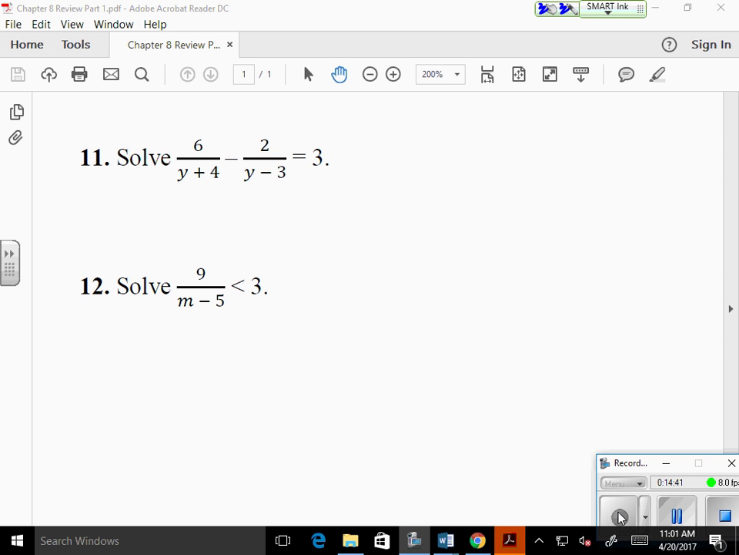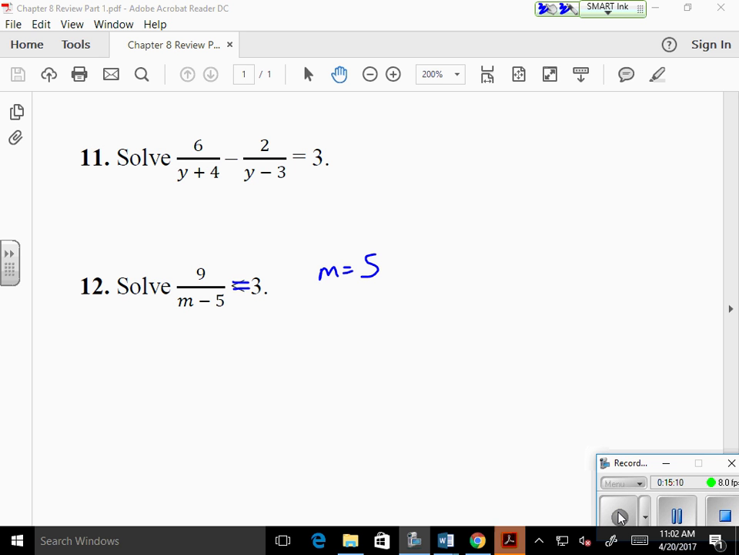Number 12, we're going to be looking at a range of values that will make this statement true. So I need 9 over m minus 5 to be less than 3. I need to know what values of m will let that happen. So first step is to look at values of m that would cause it to be undefined. M equal to 5 is the value that would cause you to divide by 0 and thus make it undefined.